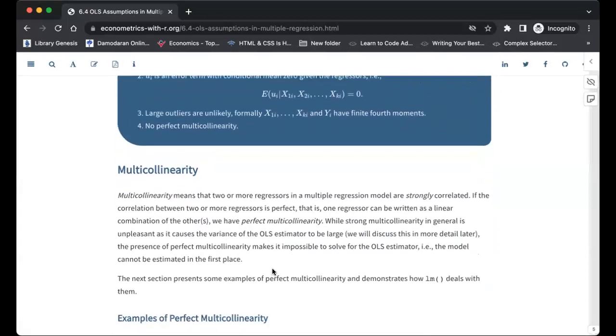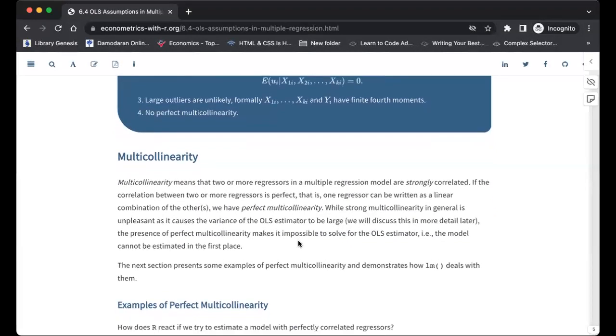So, multicollinearity: collinearity means that two or more regressors in a multiple regression model are strongly correlated. If the correlation between two regressors is perfect, that is, one regressor can be written as a linear combination of the other, we have perfect multicollinearity. So this will make our OLS estimators biased.